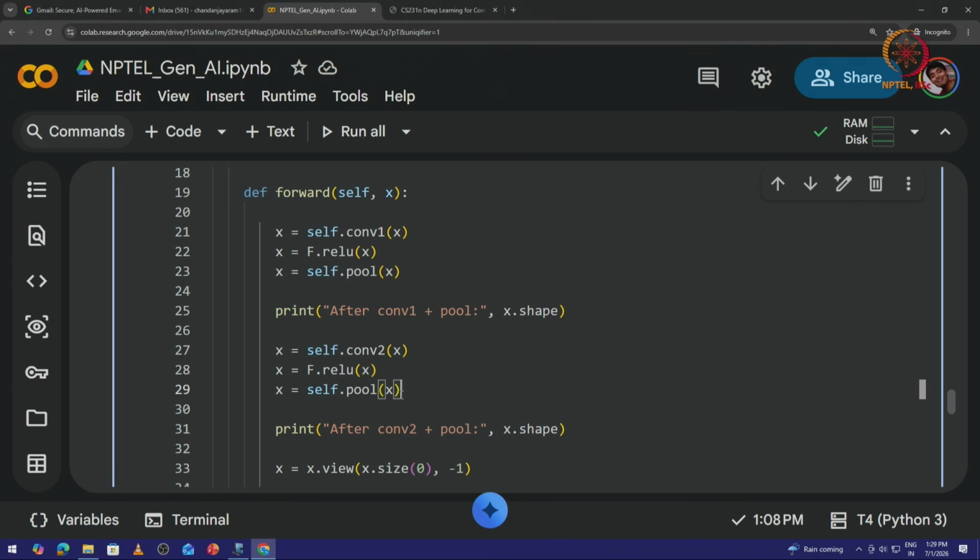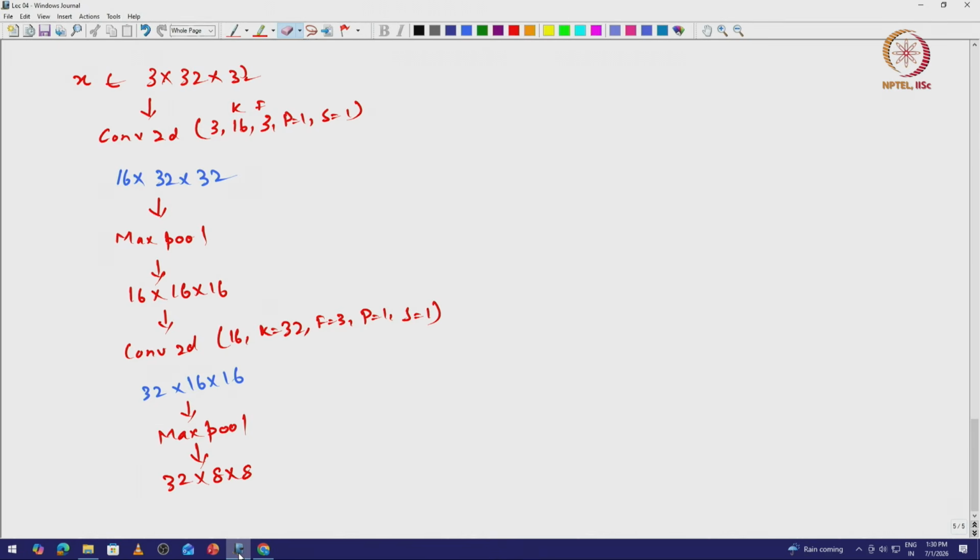Now what do you do? You convert it into a vector. You have to take a decision. Whenever you want to take a decision, the output is a vector. You have to convert whatever features you have extracted into a vector. Whenever you convert this into a vector, the number of nodes here will be 32 cross 8 cross 8.